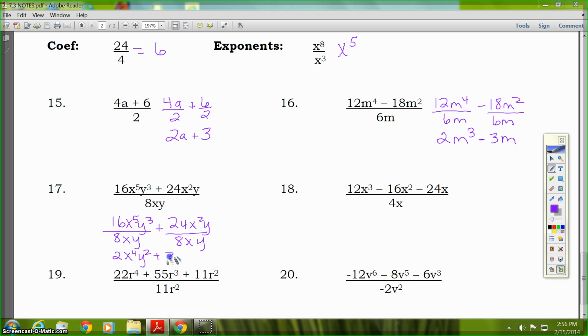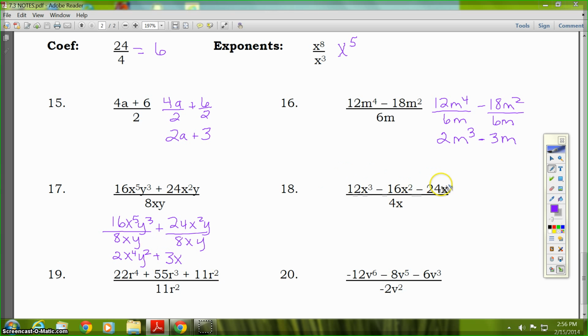24 divided by 8 is 3. X squared divided by x is going to be to the 1st power because we subtract the exponents. And I have y divided by y. When I subtract the exponents, I get 0, and anything to the 0th power equals 1. So these y's equal 1, and I get 2x to the 4th y squared plus 3x.